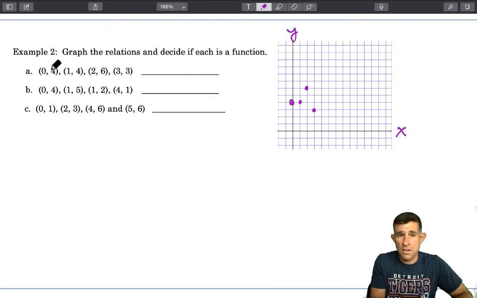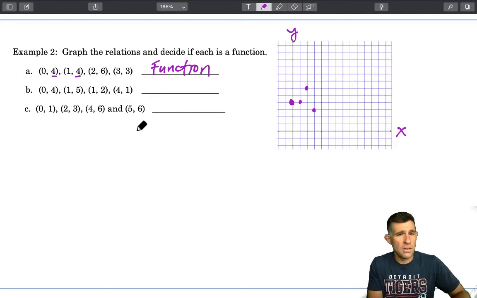So I see here that there are no repeated x values. So this is going to be a function. All right, I can see here also that I have a repeated y value. However, I don't have repeated x values. Now this is kind of a tricky one here. It's okay to repeat a y value, you just can't repeat x values. All right, so that's what the graph of that first one would look like.